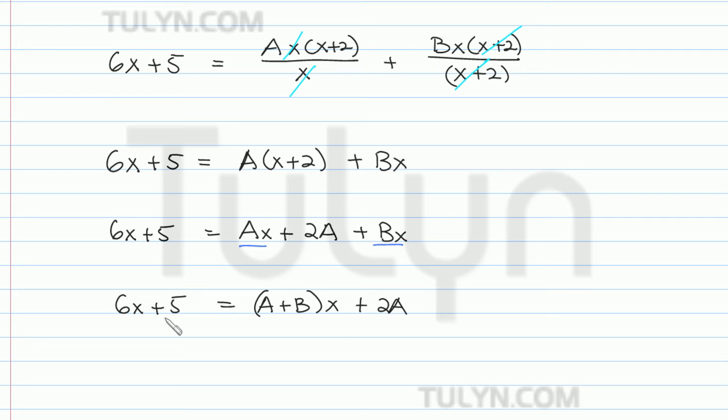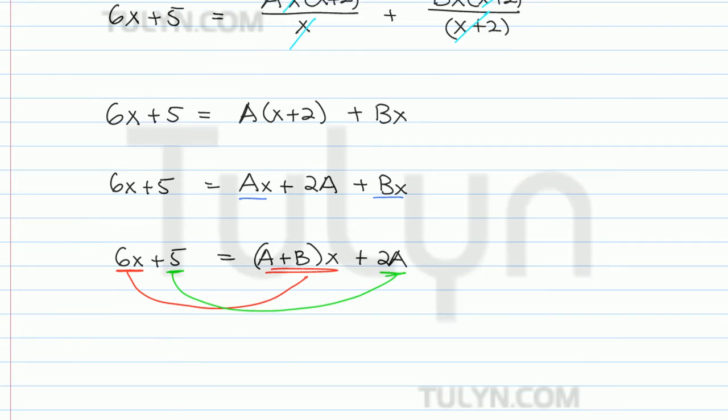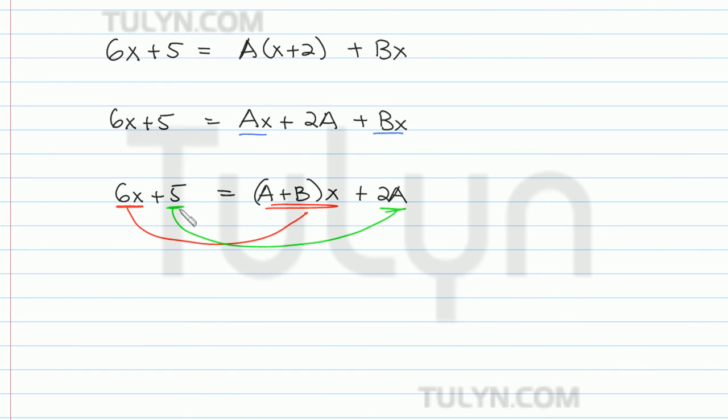Since these two expressions are equal to each other, and we have one term that has an x attached to it and one term that's a constant, this 6x has to be equal to (A + B)x, and similarly, this 5 has to be equal to 2A. Now that we know that, we can solve for A and B. 5 = 2A is the easiest one to handle. Dividing both sides by 2, we get that A = 5/2.